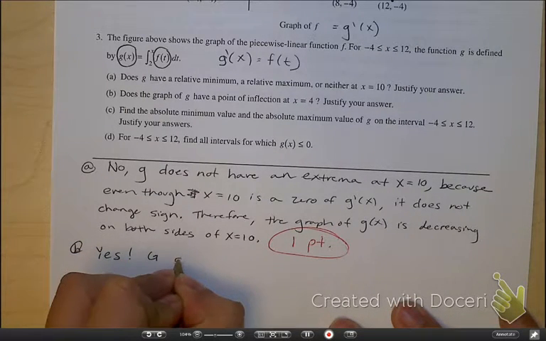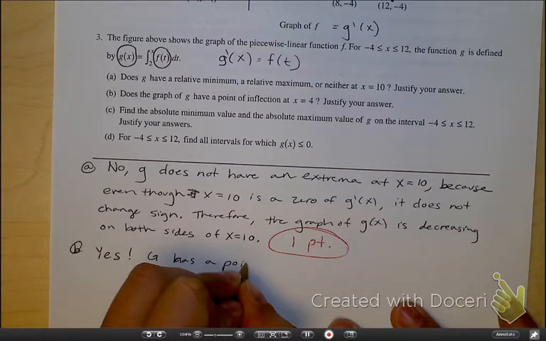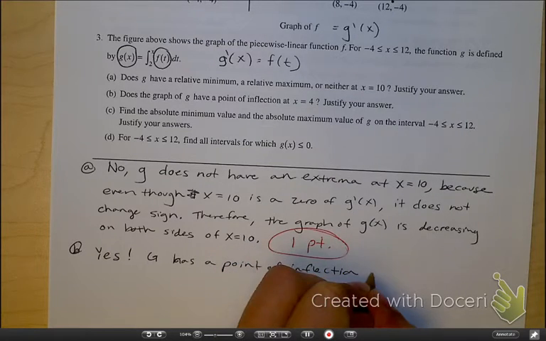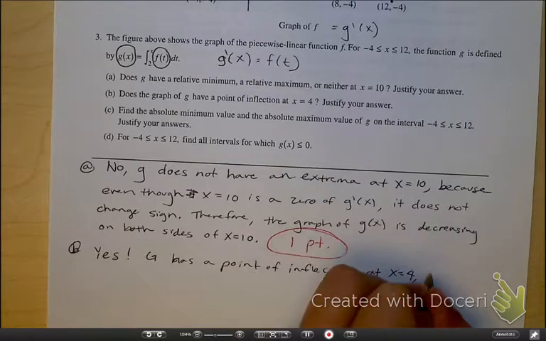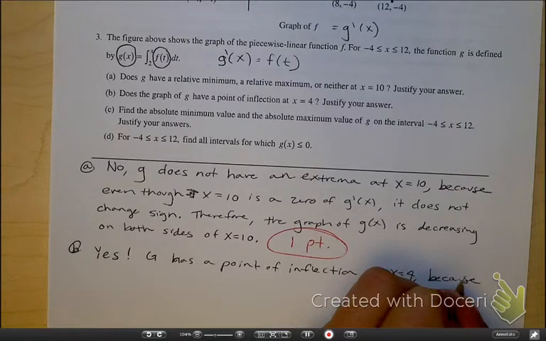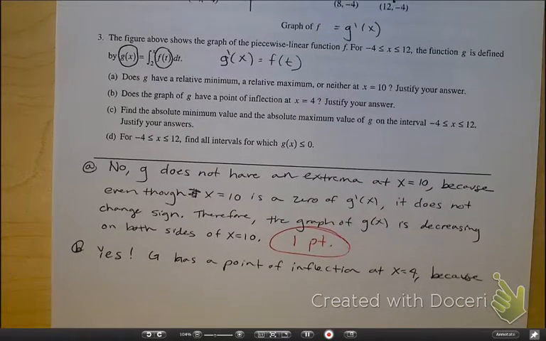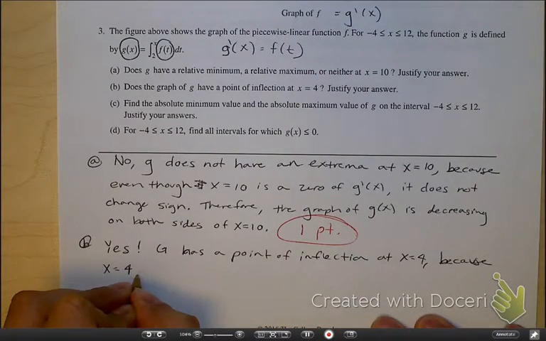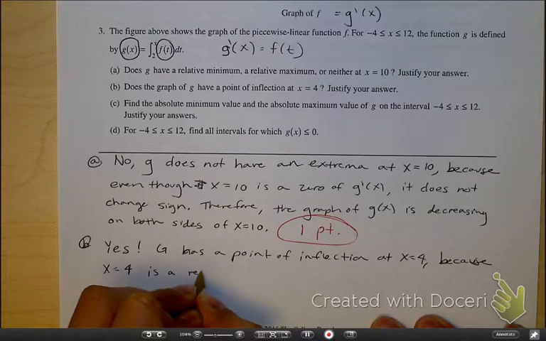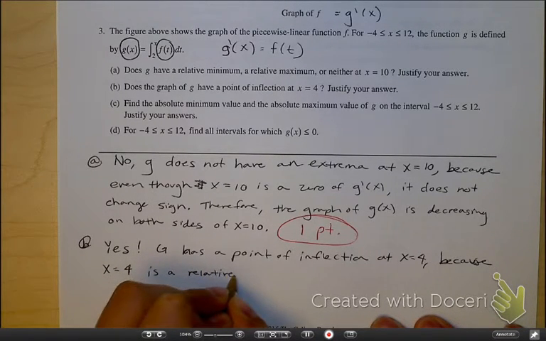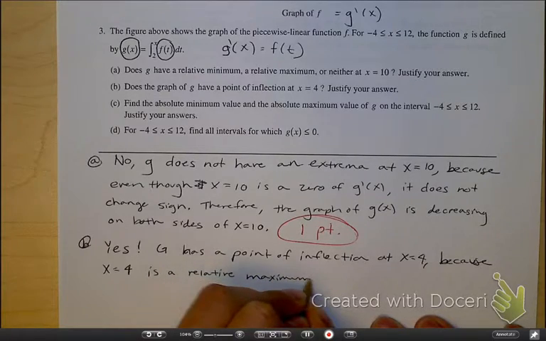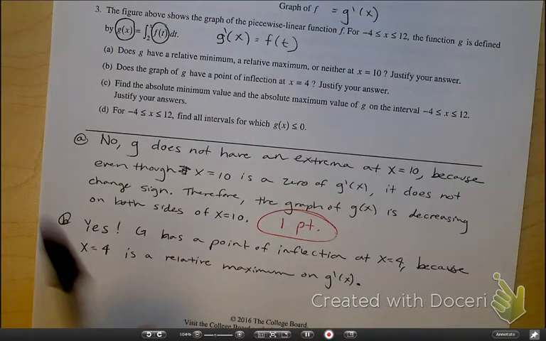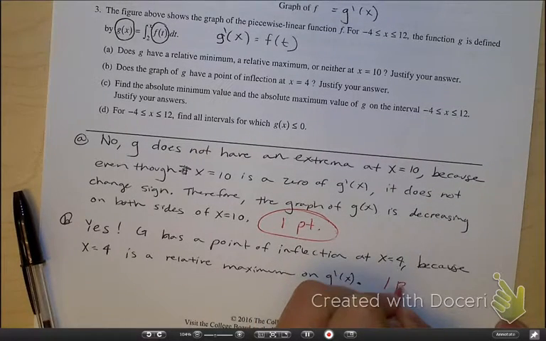g has a point of inflection at x equals 4 because, again, these justifications are so important. It has a point of inflection at x equals 4 because x equals 4 is a relative maximum on g prime of x. And again, I will save you from that over explanation, and that is worth 1 point.